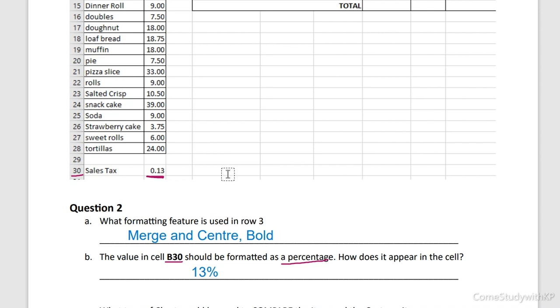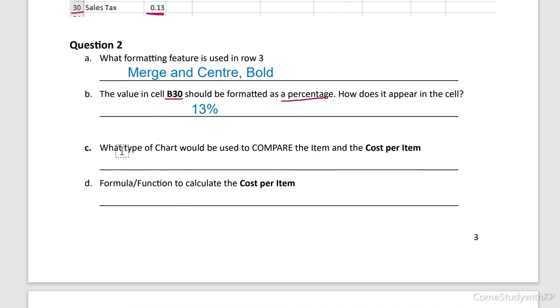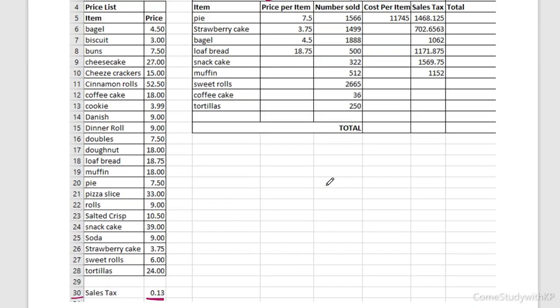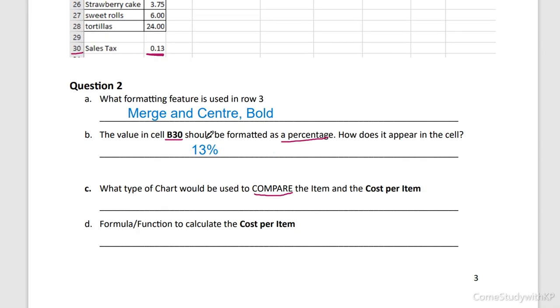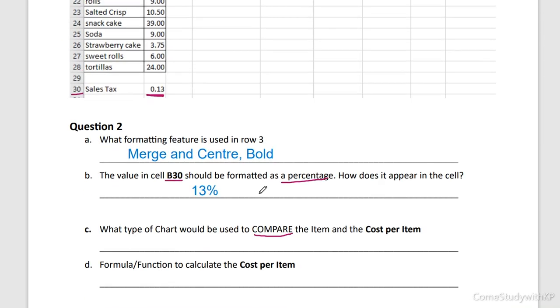Okay, let's continue. What type of chart would be used to compare the item and the cost per item? Look at those words. Right, the items. So compare is a hint there. What chart would do a good job of comparing the items and the cost per item, right? Which one would be used to compare?